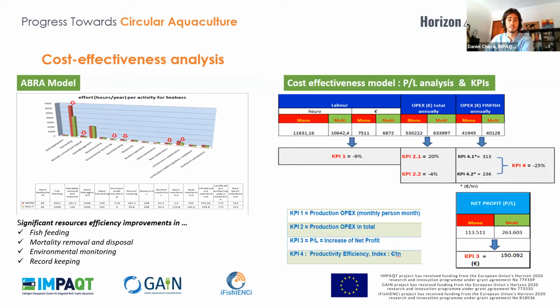Then for the cost effectiveness model, about the profit and losses analysis, 4 KPIs were selected. And as it can be seen as a result, the OPEX may increase the cost, but in terms of net profit overall, that is the KPI 3 in this case, turnover exceeds OPEX significantly because of the increased fish production volumes and the commercialization of the new species that are introduced in the same production system.